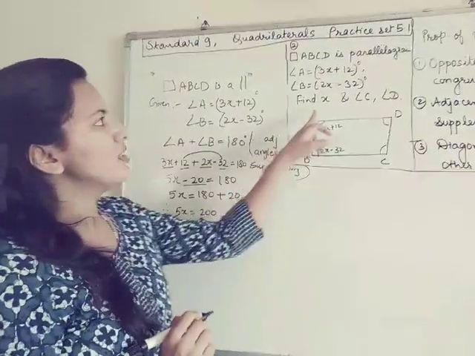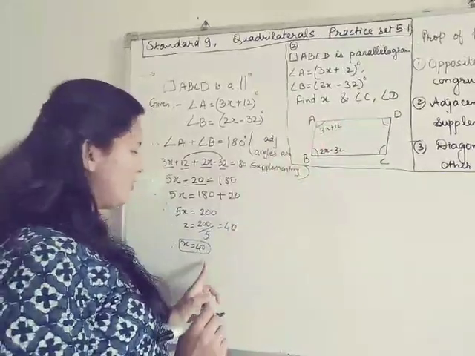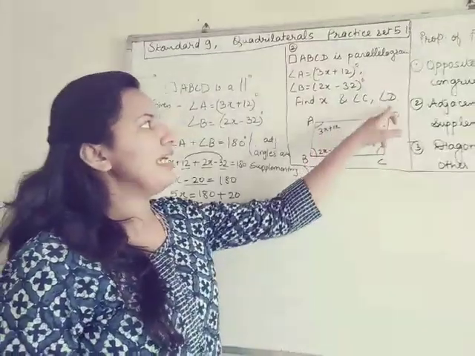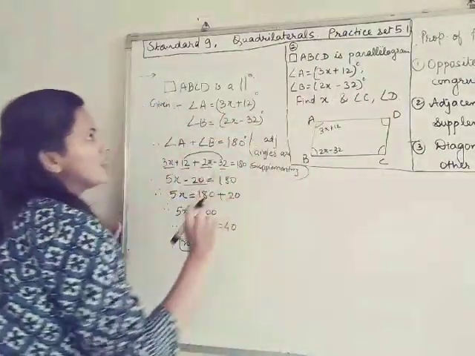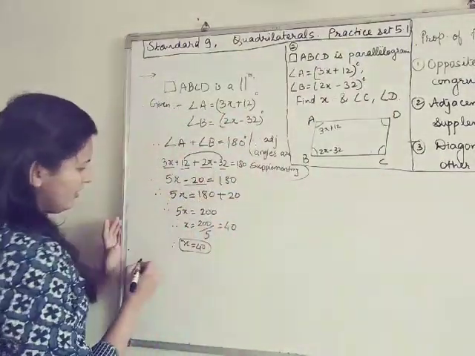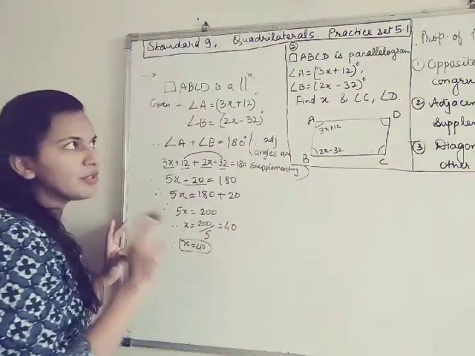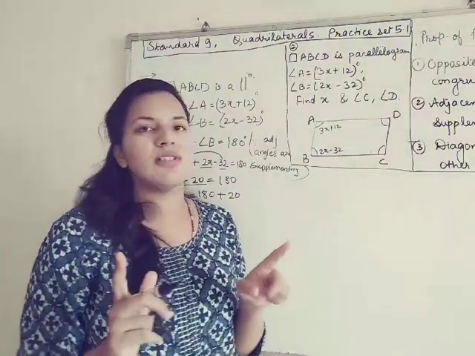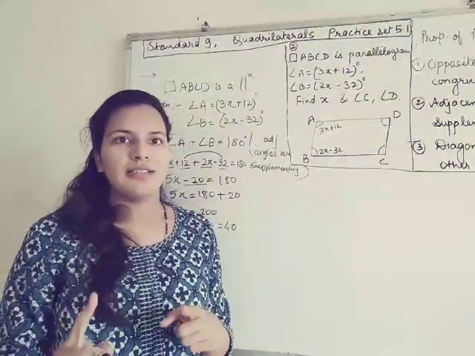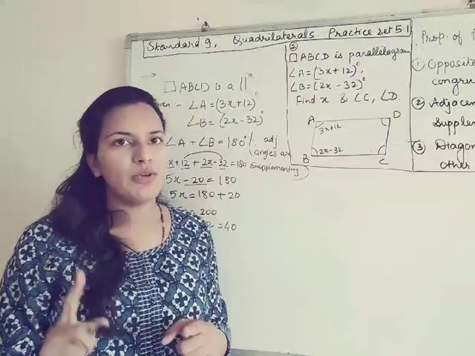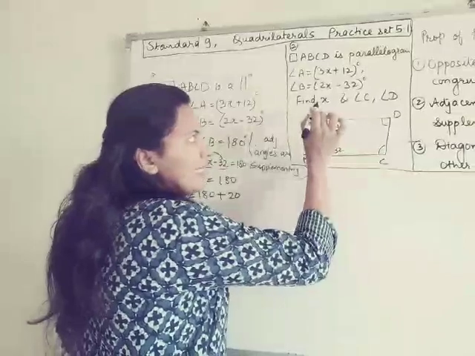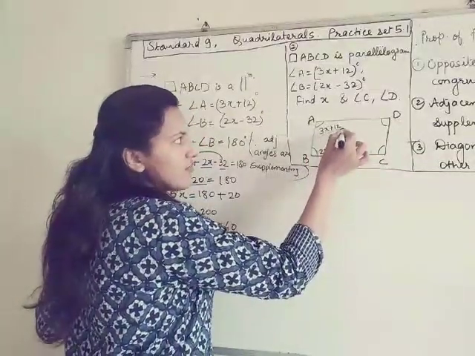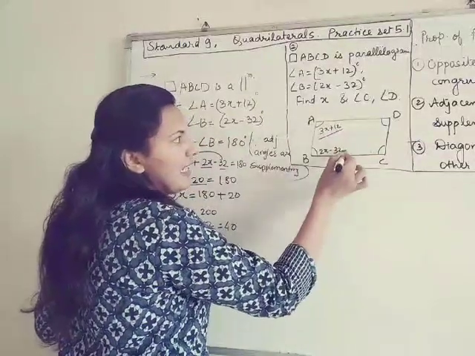So this was the first part, find x. So we got the value of x. What are C and D? The measure of angle C and angle D. To find this, we are going to use the first property, which is opposite angles of a parallelogram are congruent. So after getting the value of x, we will first find out what is angle A and angle B.